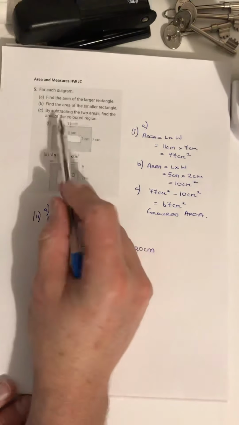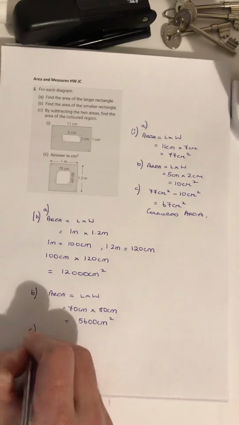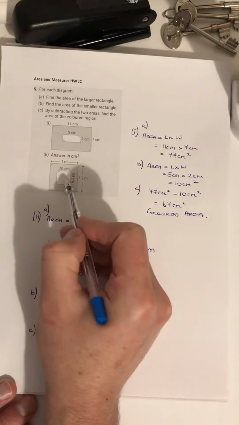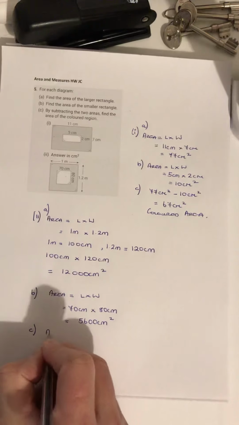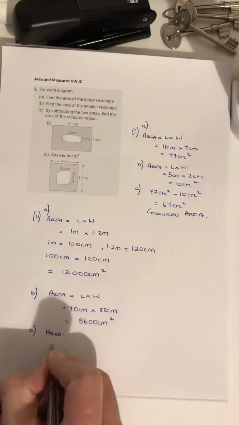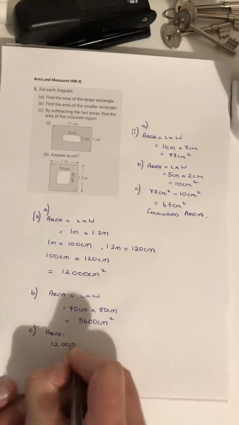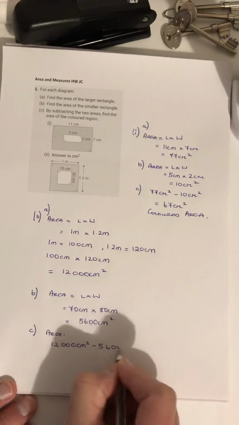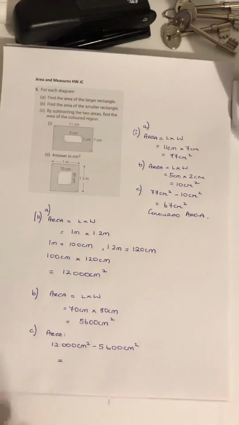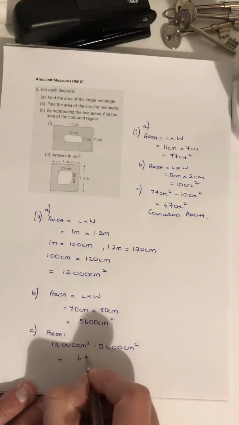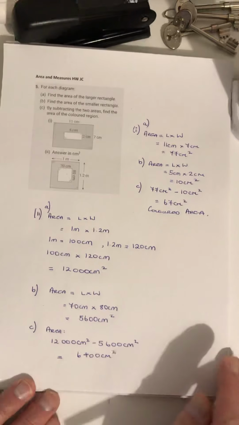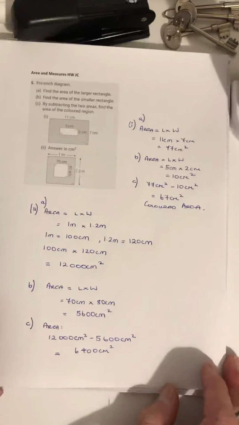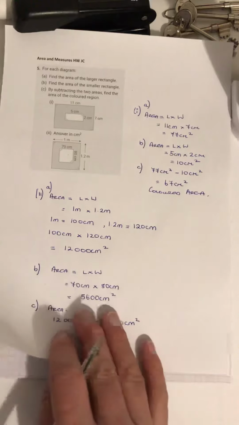And then it says for part C, subtract the two areas to find the area of the coloured region. So area is equal to 12,000 centimeters squared, part A, minus the 5,600 centimeters squared, is equal to 6,400 centimeters squared. Okay, so that's question 5. Just take your time with it.